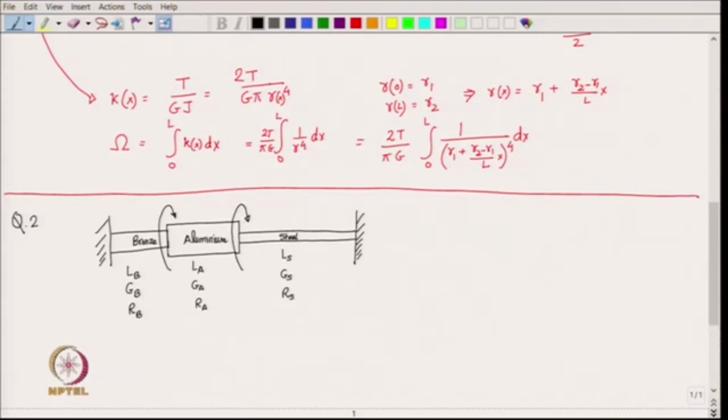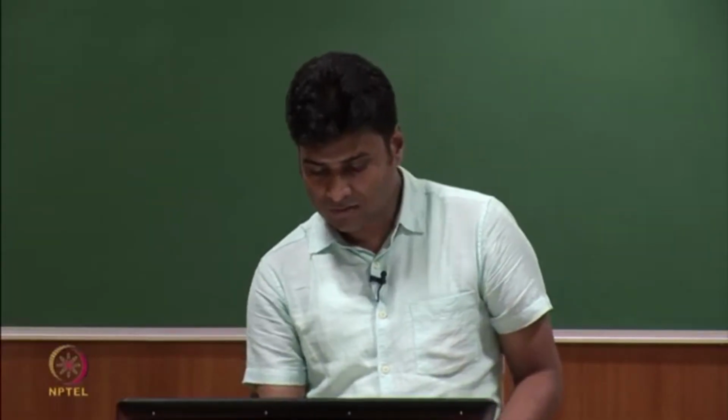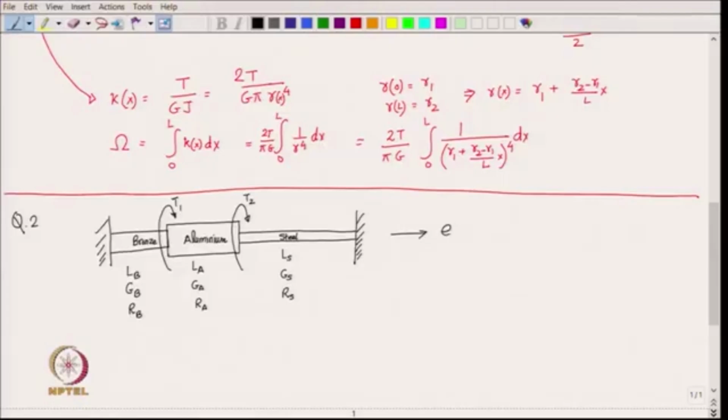All right. So, let us denote this by T1 and the other one by T2. So, we have 2 torques acting of value T1 and T2, and they are pointing in the plus E1 direction. All right. So, let us say this is E1. So, both torques are pointing in the plus E1 direction.